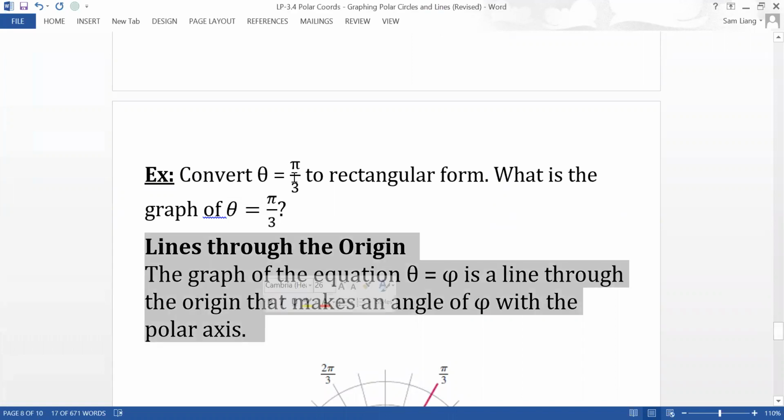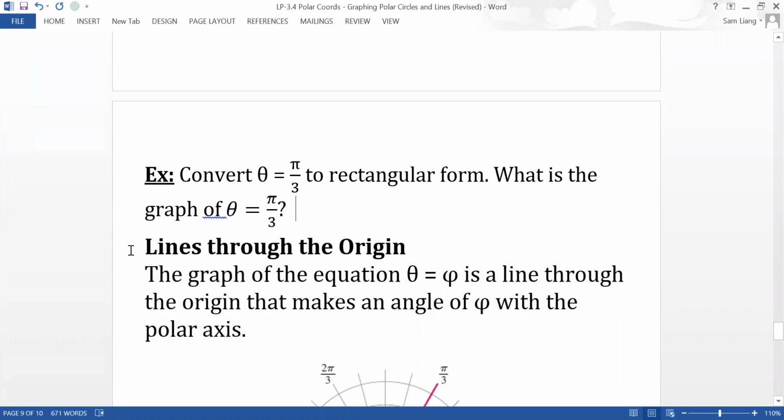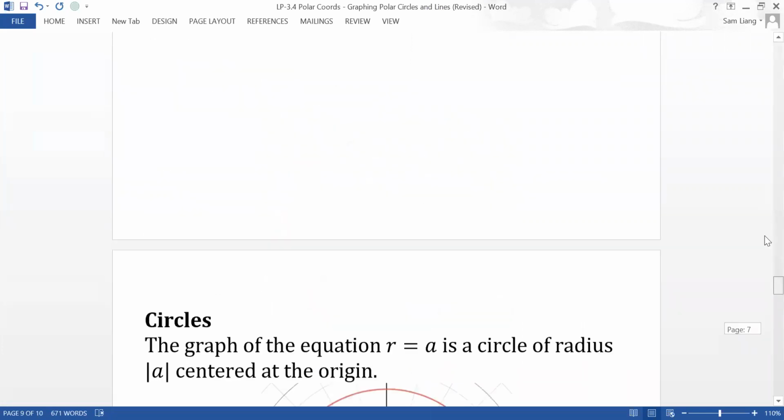This is actually talking about this example, but we're gonna work on converting theta equals pi over 3 to rectangular form, and then what is the graph of theta equals pi over 3? And as you can see from this heading, it's going to be a line that passes through the origin. Okay, so let me scroll up for the solution.